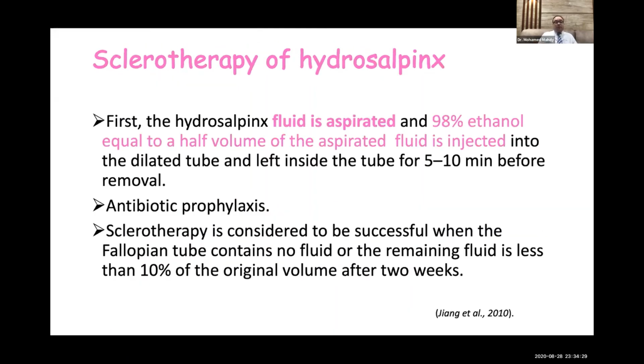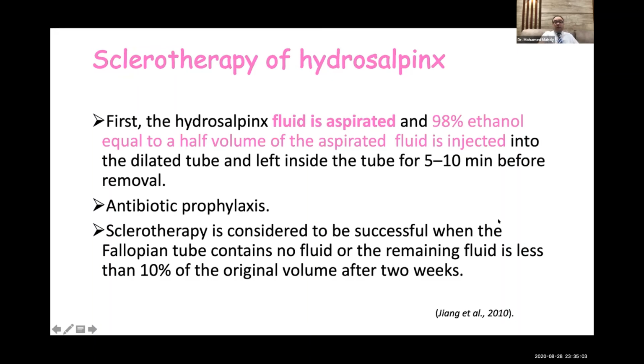The fourth method is sclerotherapy. After you aspirate the hydrosalpinx fluid, you measure it, say it's about 15 millimeters, so you inject absolute alcohol, half the dose. If you aspirate 15 millimeters, you inject 7 millimeters, wait for 5 to 10 minutes, then aspirate. Give prophylactic antibiotic. This is sclerotherapy. You damage the endothelium, so there is no reaccumulation of hydrosalpinx fluid.